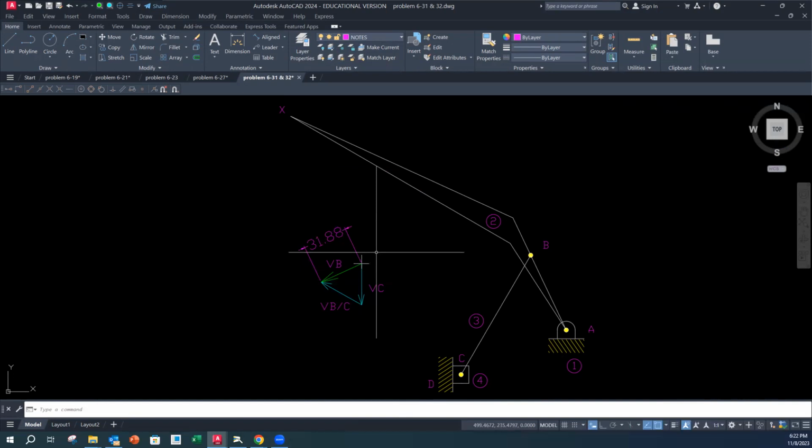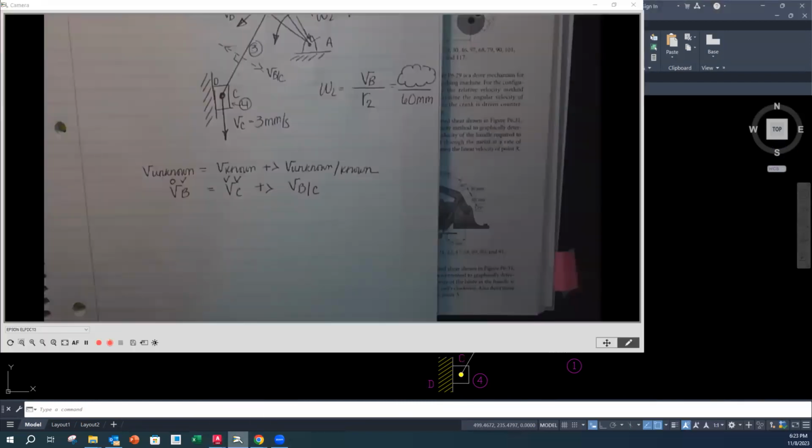31.88. Okay. Now, when I look at this number, remember, we multiplied 3 millimeters per second times 10 to get it to a decent size to be able to see. So that means I need to divide 31.88 by 10 in order to get its final value. So the velocity of B is actually going to be 3.188 millimeters per second. Okay.